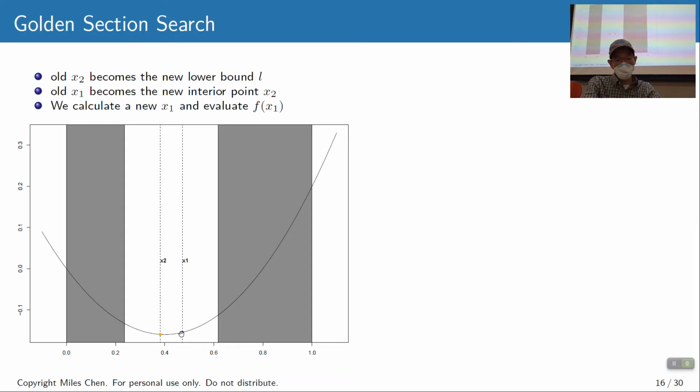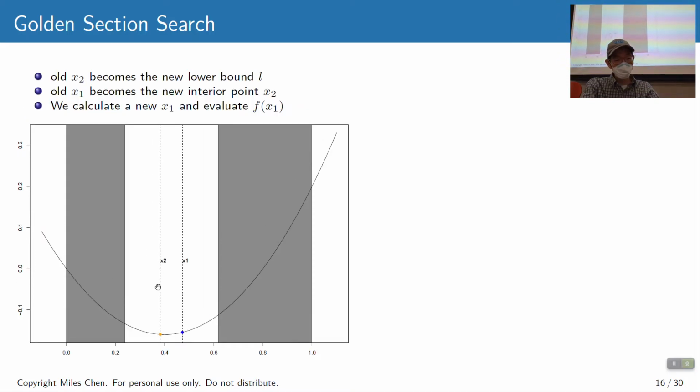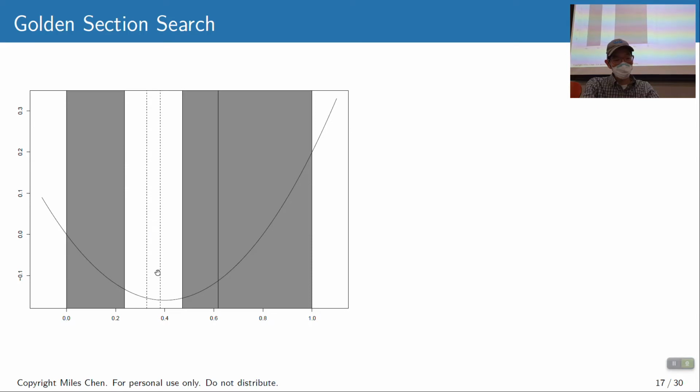And at this point, I'm reusing the old values. I calculate this value, I find the blue value is greater than the yellow value. And so because of that, I'm going to throw away everything to the right of x1. x1 will form my new upper bound. So now I'm going to search from here to here. Okay, so we throw that away. Here's my new, I'm reusing this point. I'm going to calculate this one. So you can see this value gets reused right there. And this is the new value I have to calculate.